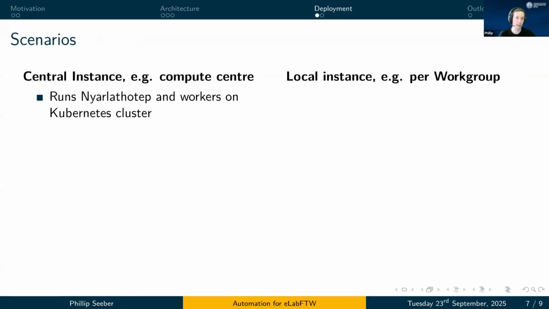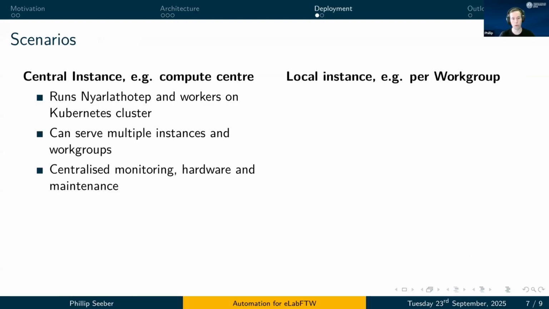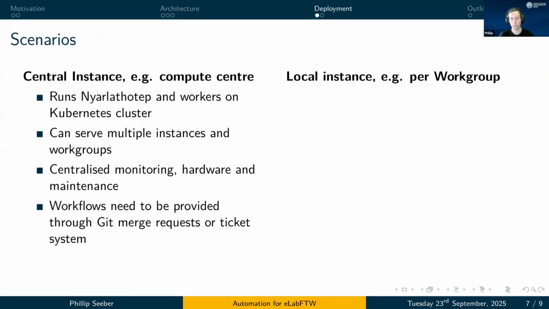In Jena, we basically have 2 deployment models of that scenario. One is we have a central instance provided here in the compute center, where Nyarlathotep and the workers run on a Kubernetes cluster, where we can serve multiple eLabFTW instances and multiple workgroups with all the advantages that you have from doing the hosting in a compute center, namely centralized monitoring, hardware, and maintenance stuff. But the disadvantage, of course, is that if you want to add a new workflow, it needs to be provided either through a Git merge request, ticketing system, whatever. So there is some auditing so that the analyzers and workers do not crash your clusters, or process stuff with high CPU load for many hours, stuff like that.